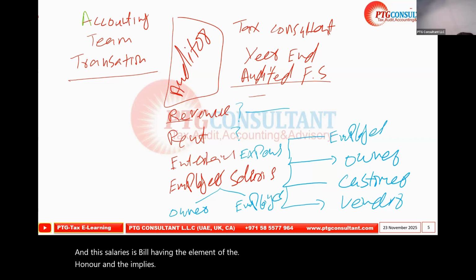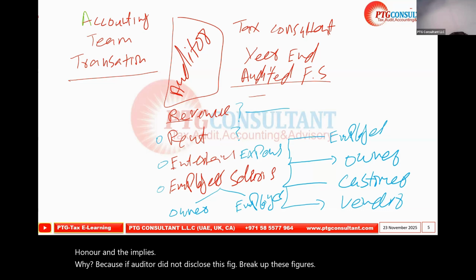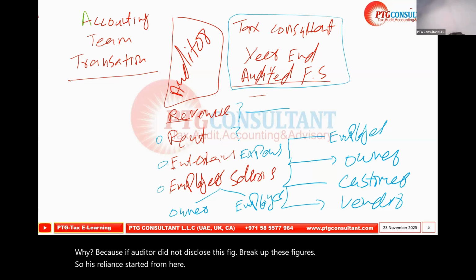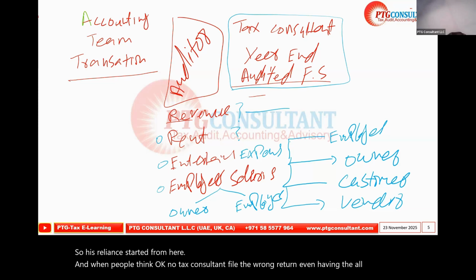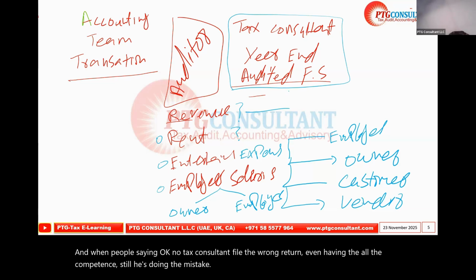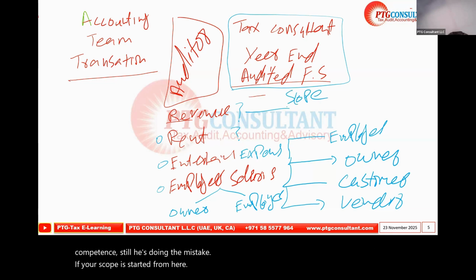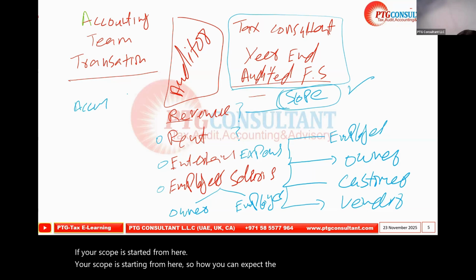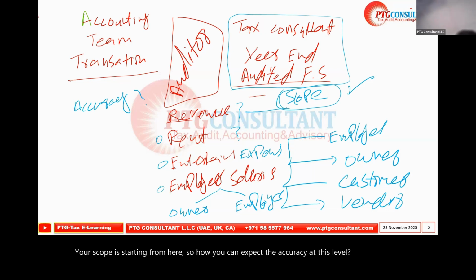Why? Because if the auditor did not disclose this breakup, these figures, his reliance started from here. And when people say the tax consultant filed the wrong return, even with all the competence, he is still making a mistake. If your scope starts from here, how can you expect the accuracy at this level? Because you gave the scope for the tax return computation, and he will take the audited figure.